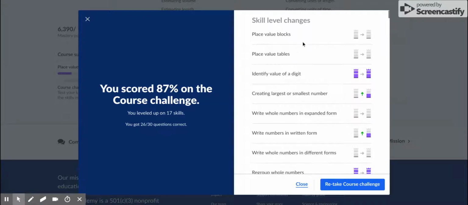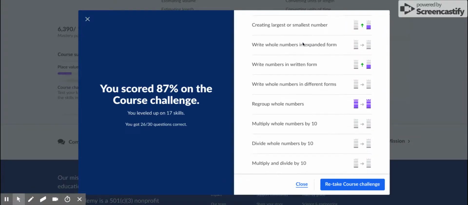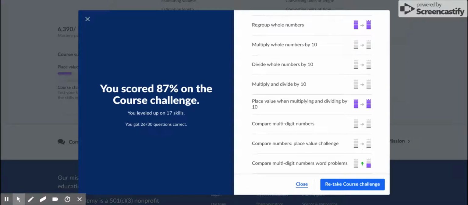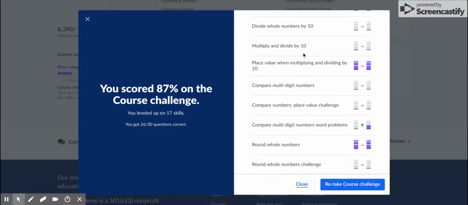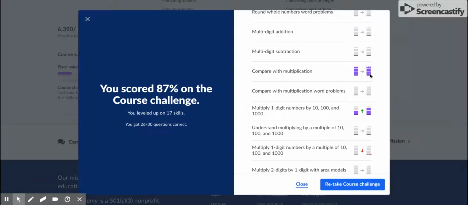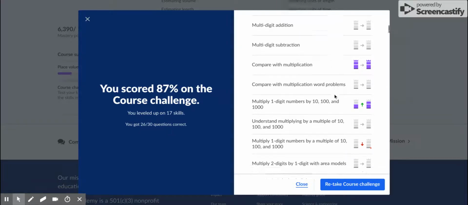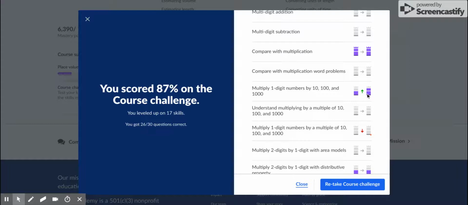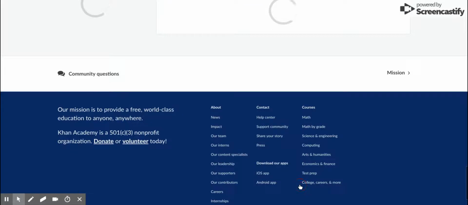It also shows me here on the right some skill level changes. Now, some things don't appear because it wasn't really in there at all. But for some of them, like comparing with multiplication, I stayed the same, and for some of them I went up. Now I can close that down and see how I'm doing at mastering the entire 4th grade math.